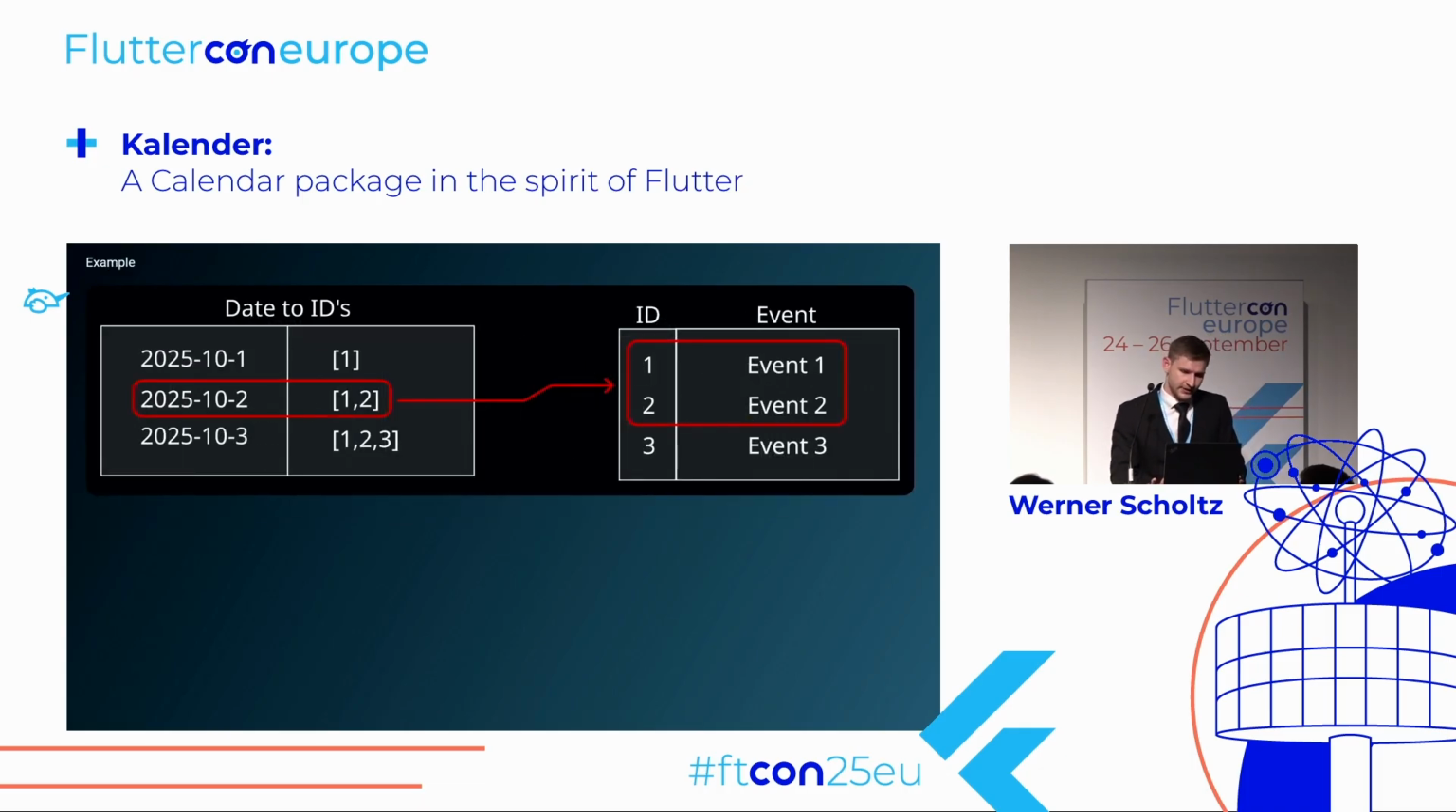So, for example, say I'm looking for events on the 2nd of October. I would retrieve the list of IDs from the map containing dates and IDs. And then I would just go to the first map, or the second map in this case, just to find the events that need to be displayed.